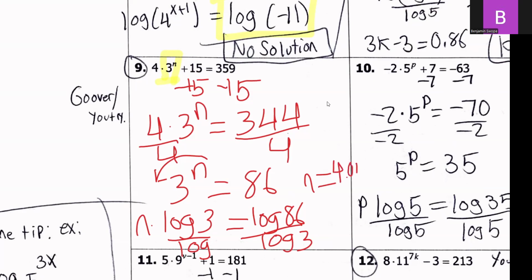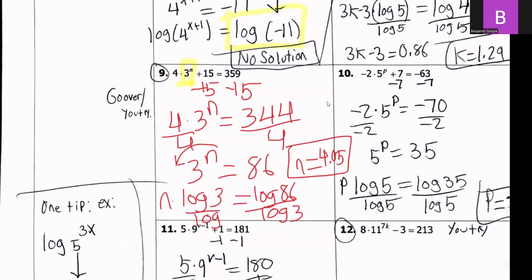4.05. And like I said, I've been rounding to two decimal places. You're welcome to round. I would at least do a couple places, but you could put more, you could put less, at least one decimal place. Don't round to the nearest whole number.